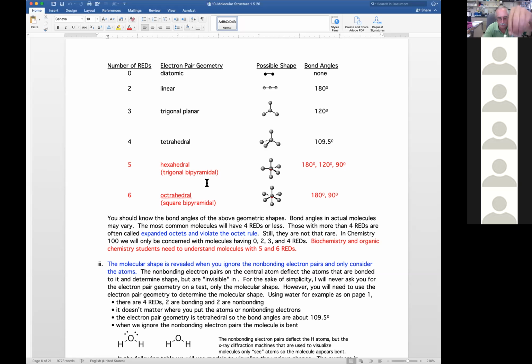Okay. And for the octahedral, there's 8 sides. So on the bottom, 1, 2, 3, 4. And on the top, 1, 2, 3, 4. Octahedral. But another name for it is that it's square, and here's a pyramid, and here's another pyramid. So it's also bipyramidal. So again, for Chemistry 100, you have to deal with only up to 4 reds.